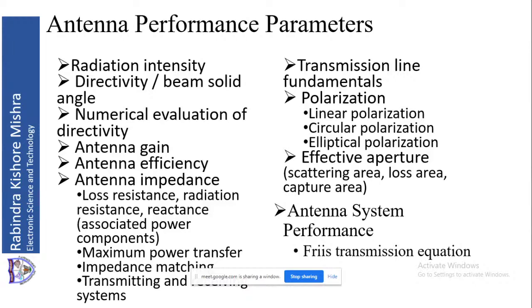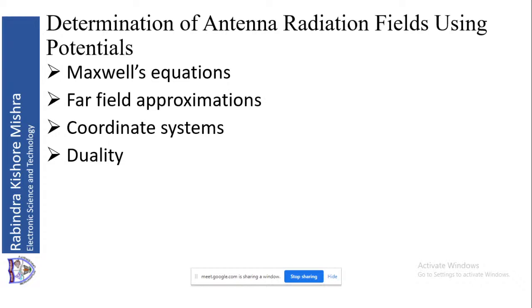Then we will come to the second unit of the course. It is simple. The second unit has two parts: one is wire antenna, one is the antenna radiation field using potentials. I divide it into these two parts.